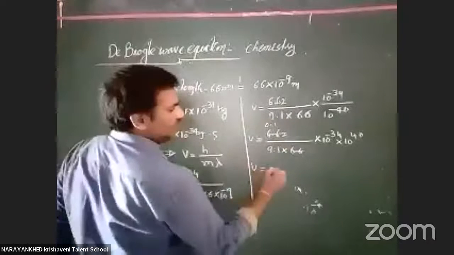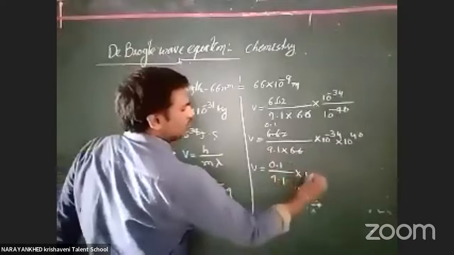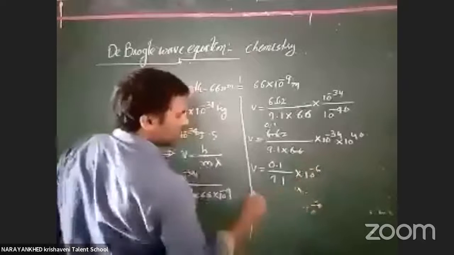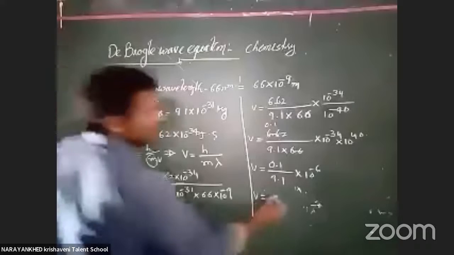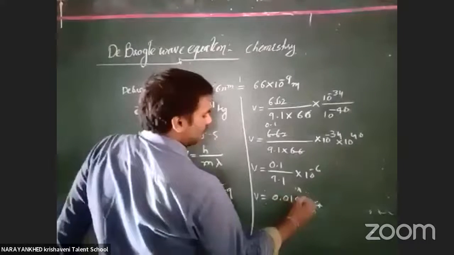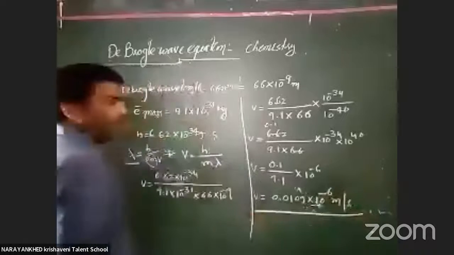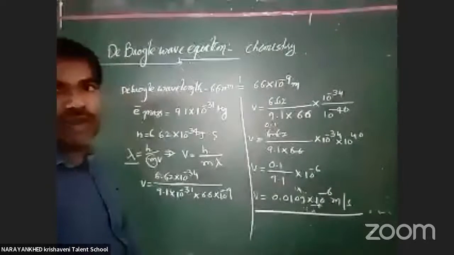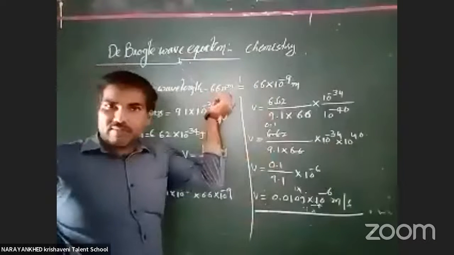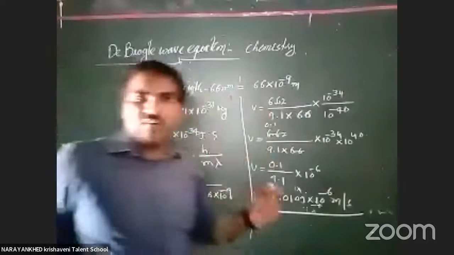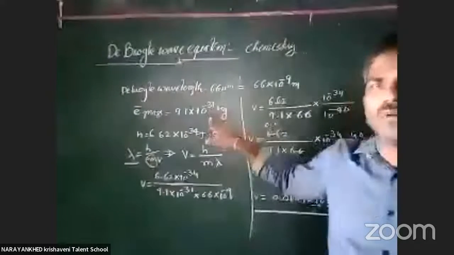Now v is equal to 0.1 by 9.1 into 10 to the power of minus 6. It is also written as v is equal to 0.0109 into 10 to the power of minus 6 meters per second. This is the velocity of our electron when it has a wavelength of 66 nanometers.